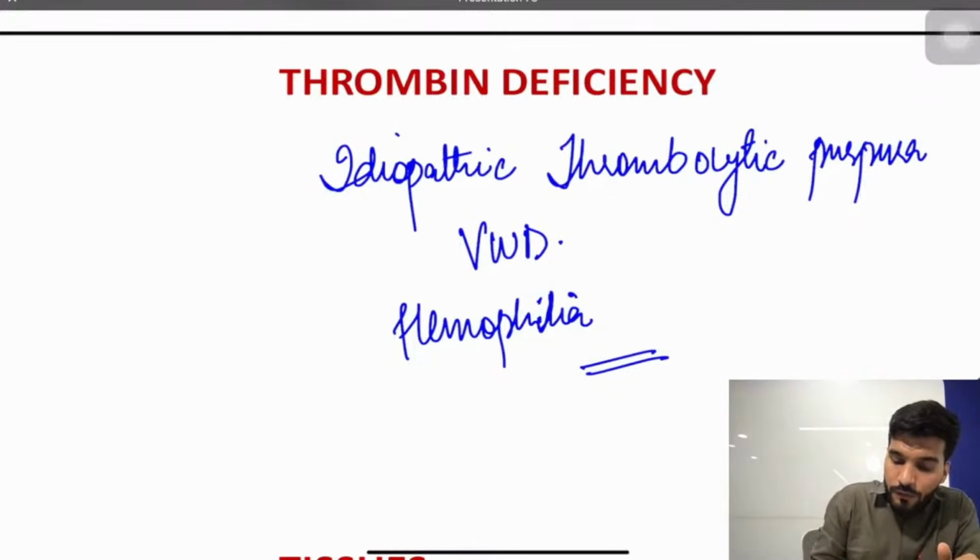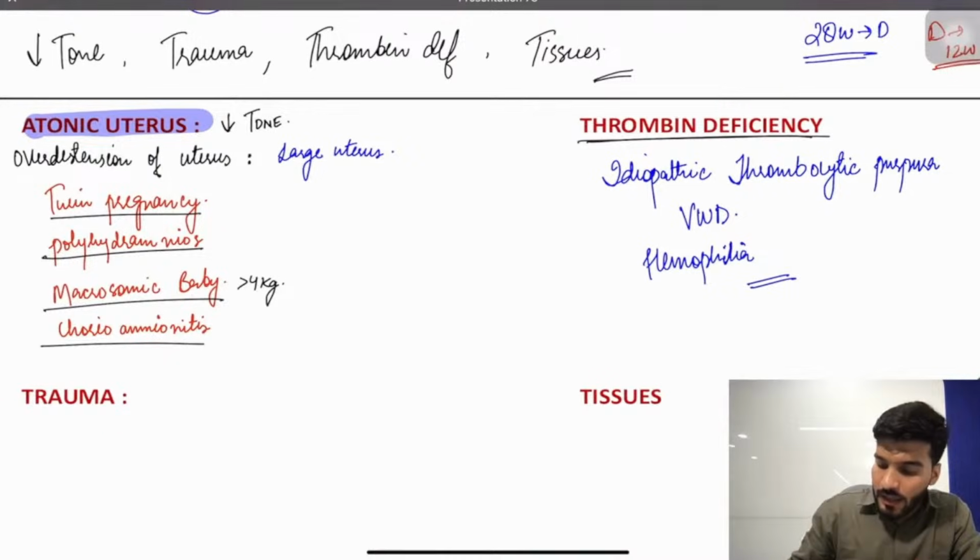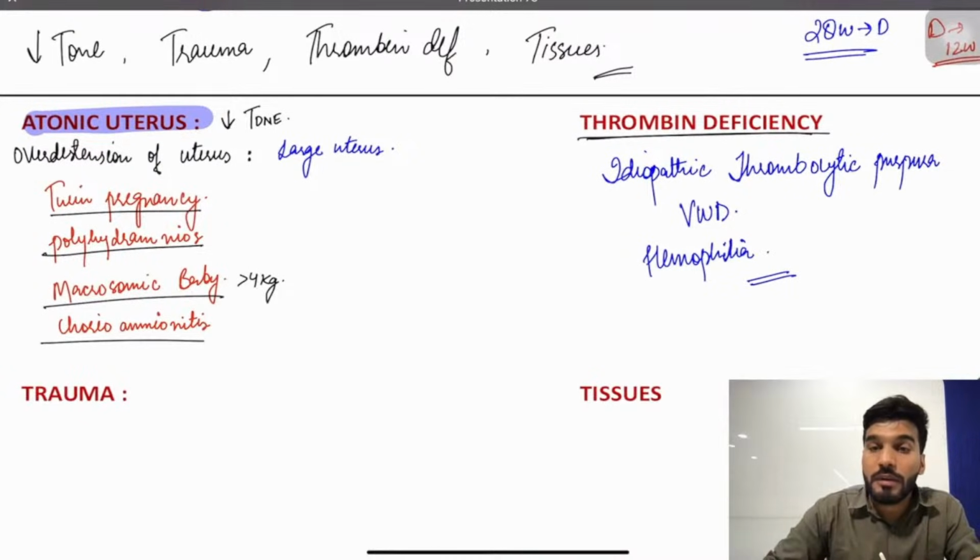So anything related to the factors can also cause bleeding. Once the cesarean cut is made, if there is no clotting factor, the patient will start bleeding. These causes are rare. That's why in treatment we also give fresh frozen plasma in case there is a thrombin deficiency.